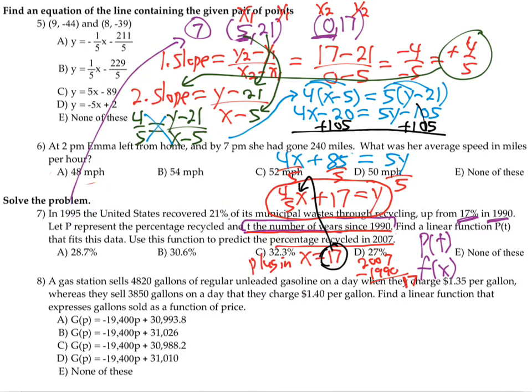So we're going to go 4/5 times 17 plus 17. That's what Y will equal. Use your calculator. I'll use my calculator. Just take 4 divided by 5 times 17 plus 17. I'm getting 30.6. There it is. Answer B.